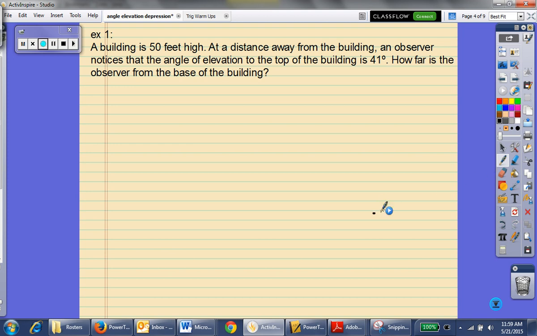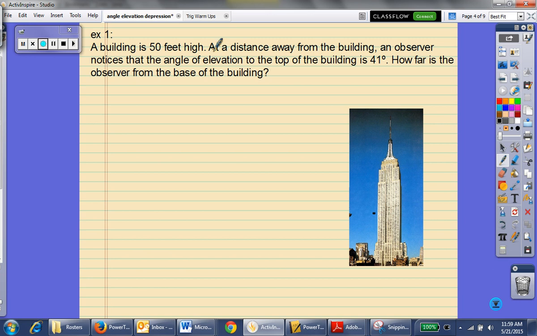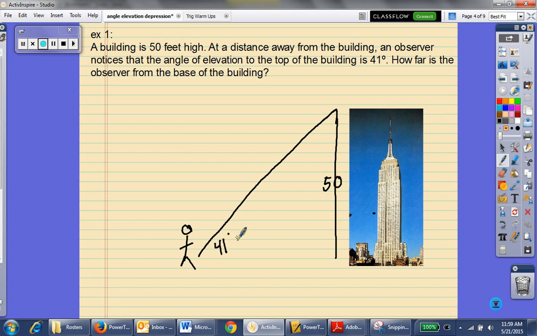So I have a building, and there's an observer standing a distance away. So I'll put the observer standing right here. The building is 50 feet high, so I'll add the side length of 50 here. The observer notices that the angle of elevation to the top is 41 degrees, so as they're looking upward like this, the angle that they're looking at is 41 degrees. It says how far is the observer from the base of the building. So I'm wondering, when I connect here, how far the observer is, so I'll put x. I have a right triangle, so I can use trigonometry to solve this problem.